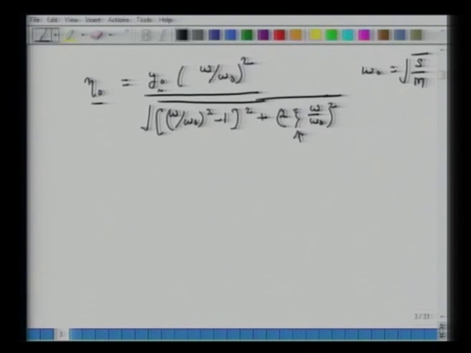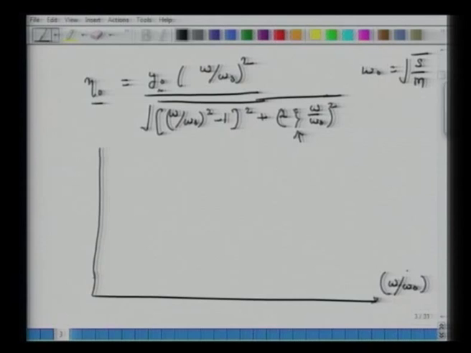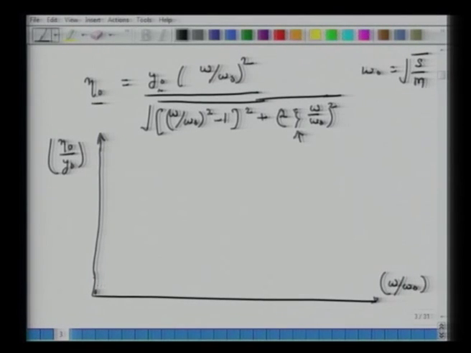So what I will do is now plot this relation. What this is telling me is how the magnitudes of eta naught and y naught are related, right. So I will construct some plots. On my x axis I have this parameter omega over omega naught, and on my y axis I have eta naught over y naught, and this is a linear scale. I will construct different curves for different values of eta, this term. All the curves start from the origin, because when y naught is 0 then eta naught is 0 identically.